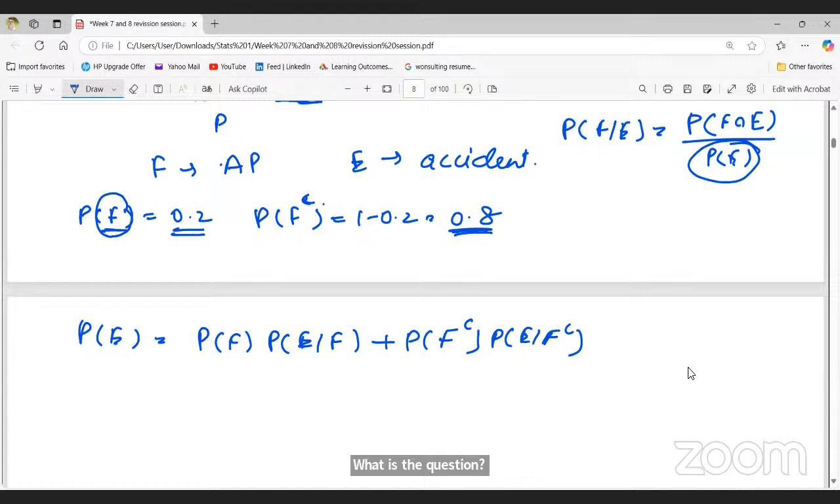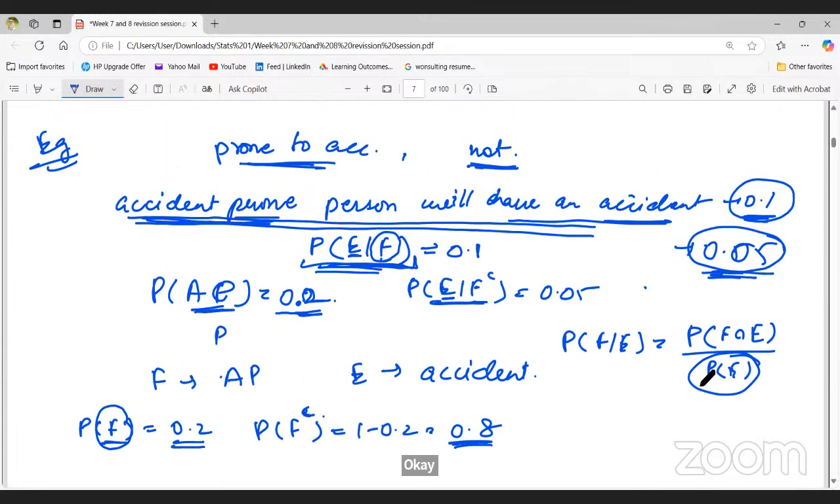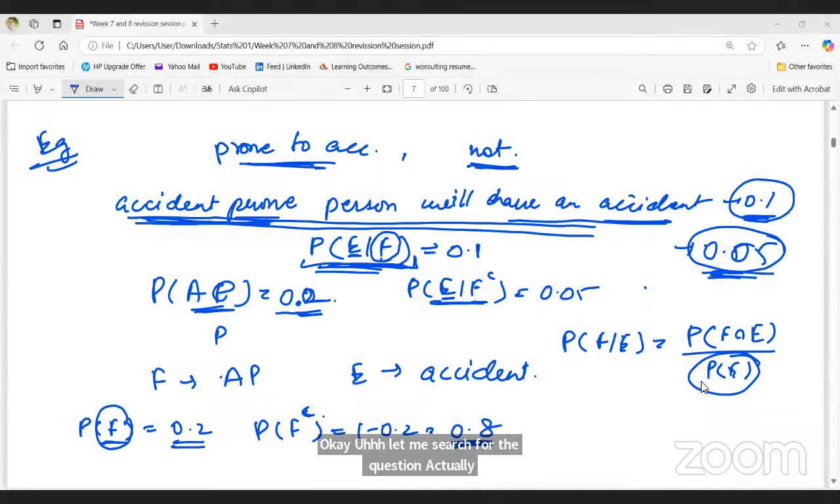The question is in the lecture, actually. The question is not clear to the student, I think, so let me search for the question. It's in week 8, 7.7, I think. I don't remember either, I'll have to check. Let me just share my screen so it would be helpful.